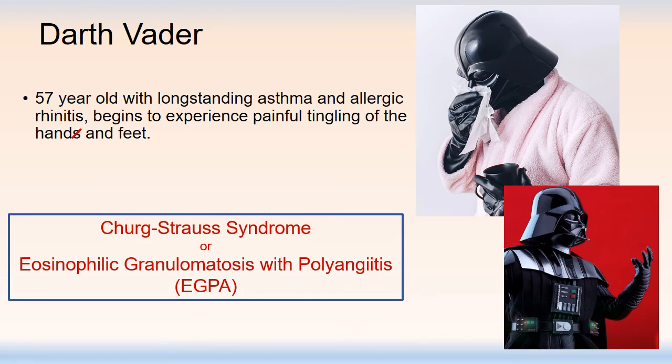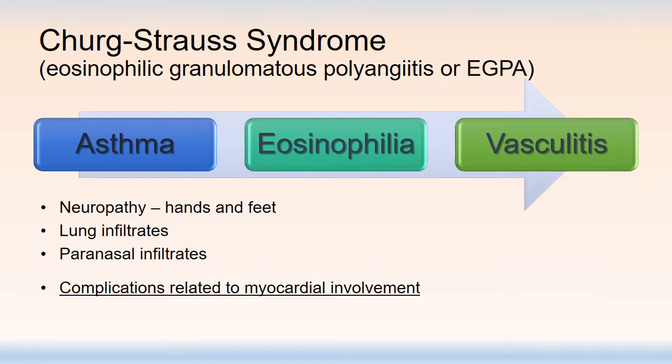I diagnosed Darth Vader with Sjögren-Strauss syndrome, also called eosinophilic GPA. The key with Sjögren-Strauss syndrome, or eosinophilic GPA, is the association with asthma and eosinophilia. These patients, once they develop vasculitis in this scenario, will have neuropathy, they may have lung infiltrates, they may have paranasal infiltrates, but if you do a biopsy, you can probably guess what you'll see.